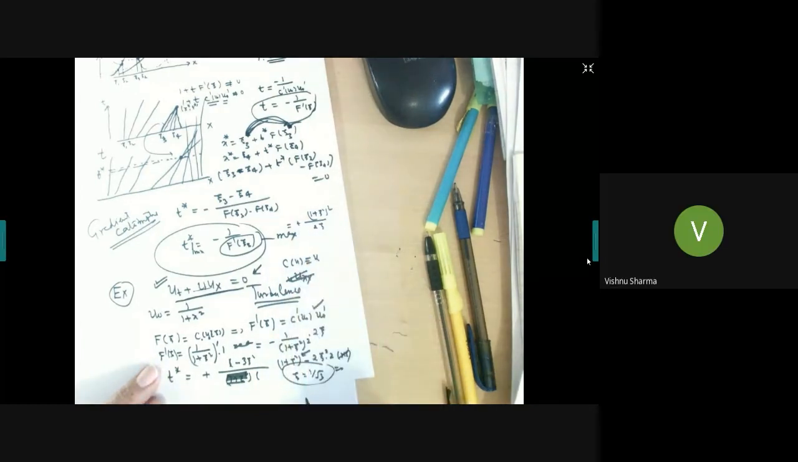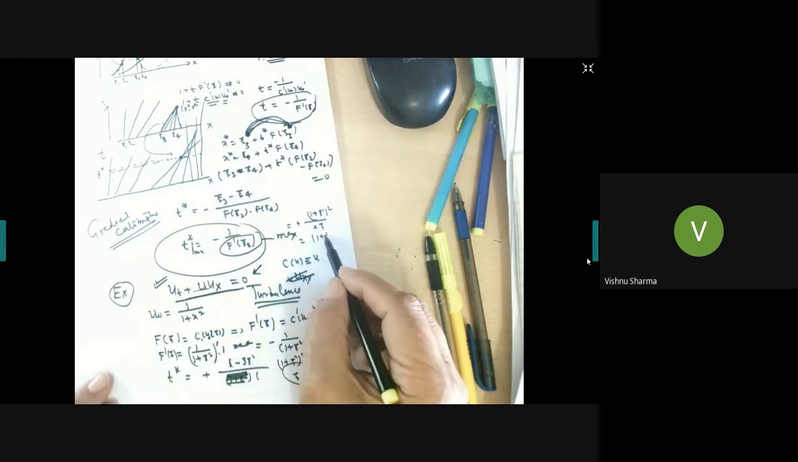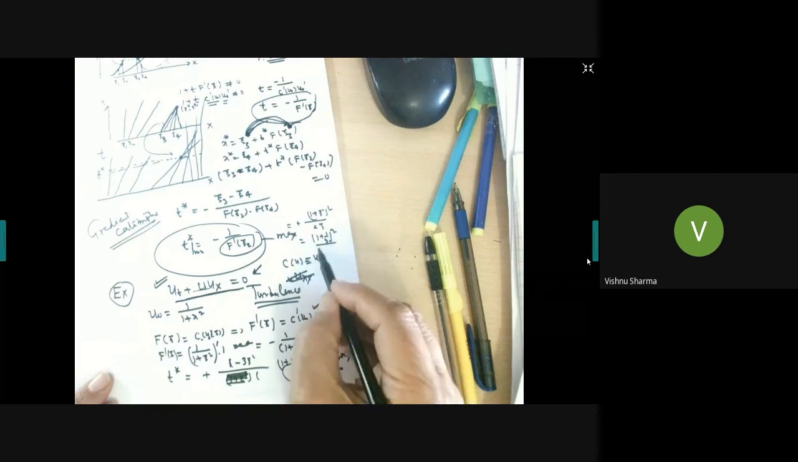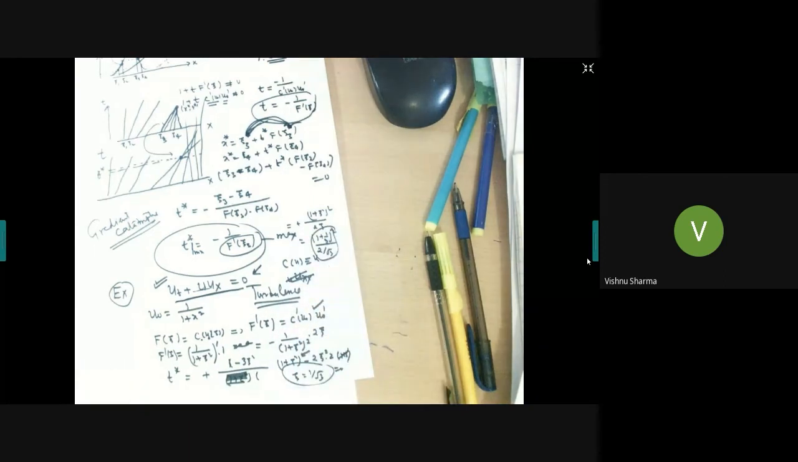Minus becomes plus. Am I right? So at xi is equal to 1 by root 3, what do we get? 1 plus 1 upon 3 whole square upon 2 by root 3. You are going to get some number, a constant number. What is this number? Can you further simplify it? You get a finite entity.